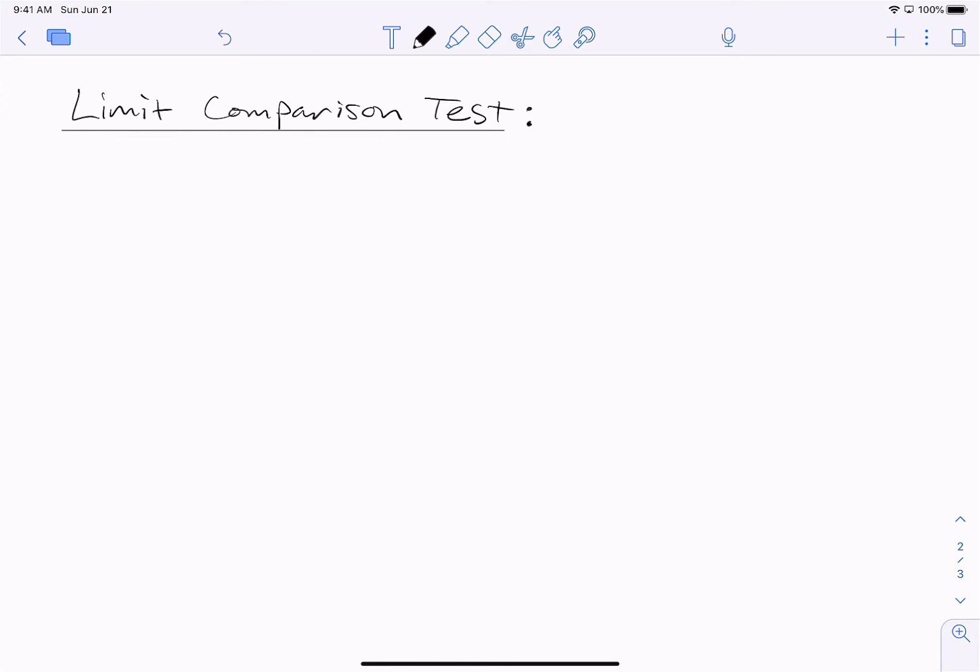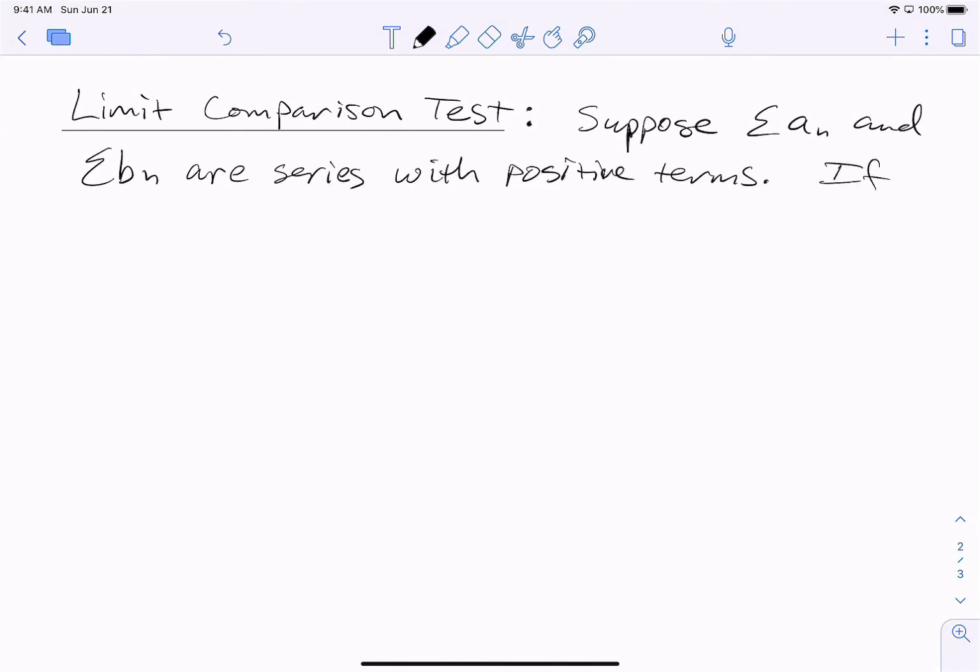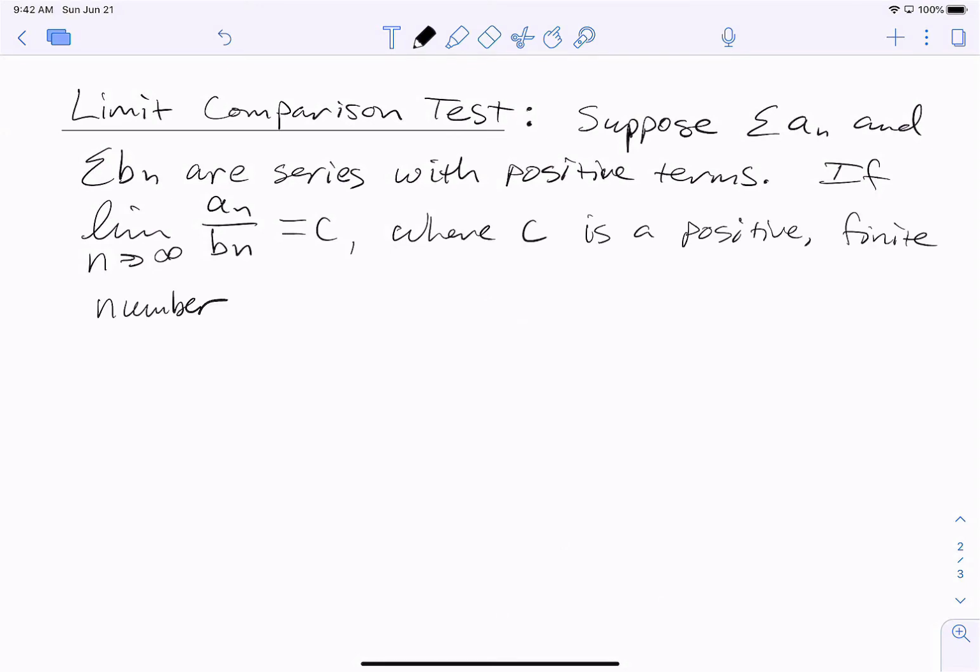The limit comparison test comes in handy when I know I want to compare to a series but I have the wrong inequality relationship. It goes like this. Suppose sigma a sub n and sigma b sub n are series with positive terms. If the limit as n approaches infinity of a sub n over b sub n is equal to c, where c is a positive finite number.